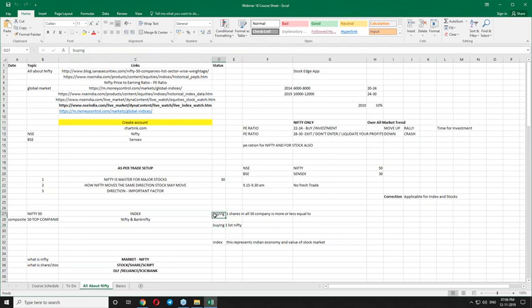Buying one share in all the top 50 companies is more or less equal to buying one lot of Nifty, because the Nifty is the aggregate of the top 50 companies, and it is like the face of our economy. So the Indian economy is represented by Nifty. Based on a Nifty crash or a Nifty rally, we evaluate whether the Indian market is good or bad. That is how we define it with Nifty.